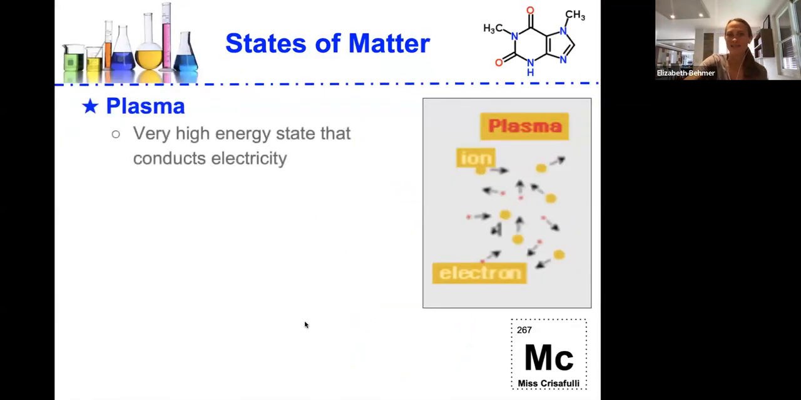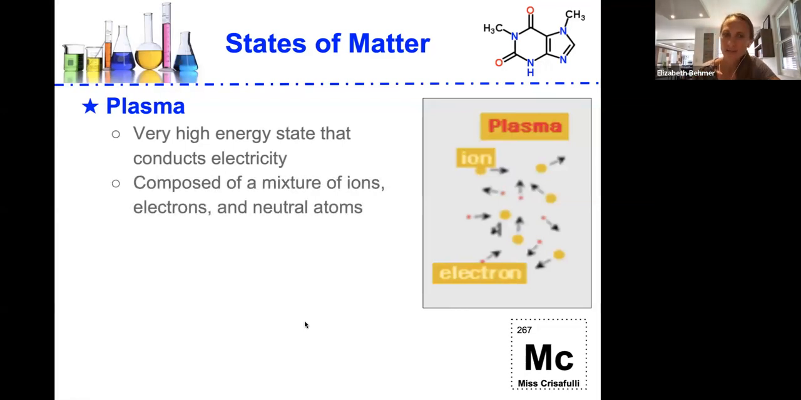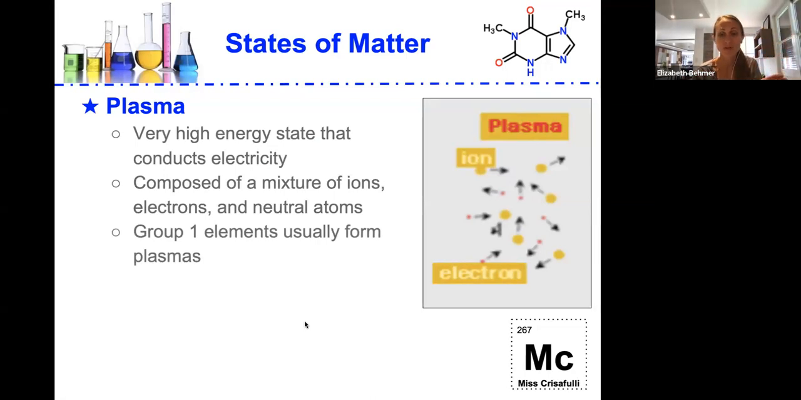Let's talk about plasma. Plasma has a very high energy state that can conduct electricity. Plasma is composed of a mixture of ions, electrons, and neutral atoms, and it usually includes the group 1 elements in the periodic table that usually form what we call plasmas. And we'll talk about how we arrange our periodic table, but it's group 1, that first column in the periodic table, that has elements that usually form plasmas. They exist at very high temperatures.